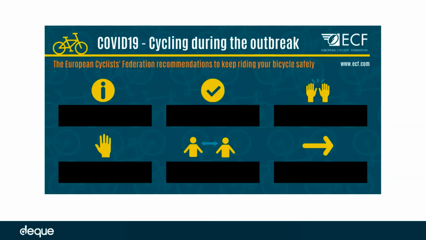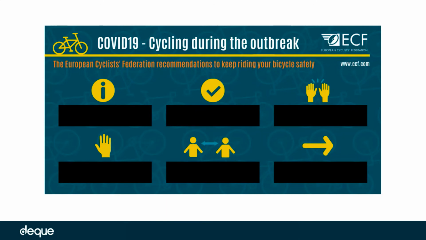This first one is from the European Cyclists' Federation, and I've covered over the text. So right now we can only really see the icons. We can see the header. But based on the icons alone, what message is the image trying to convey about riding your bicycle safely during COVID-19? And I tested this on a few people.